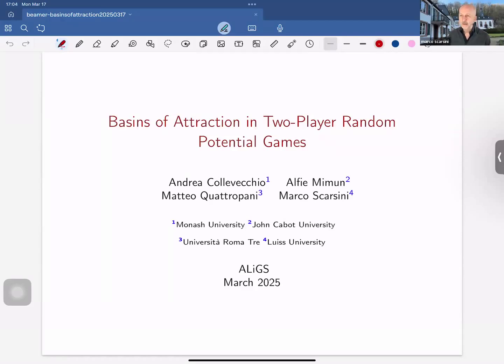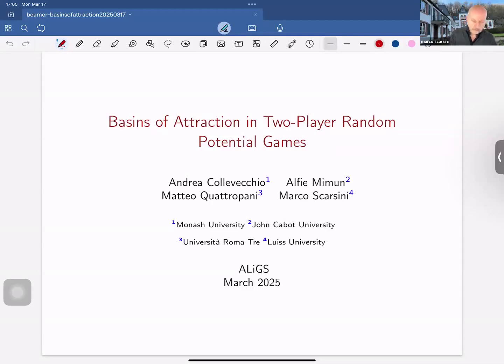Actually, when I got the invitation, I was too embarrassed to tell them that they had made a mistake. So here I am. This is a co-author with Andrea, Alfie, and Matteo. This is really family. Andrea used to be my master student many years ago, and Alfie and Matteo were my postdocs a few years back.